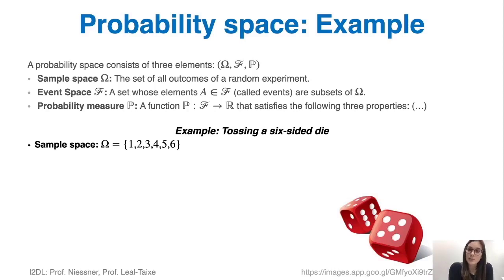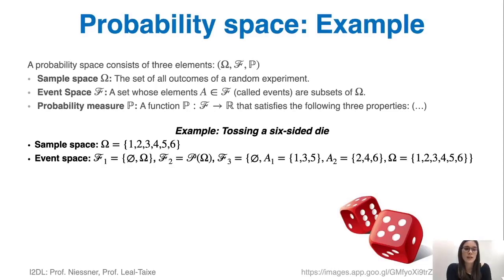So the sample space was defined as the set of all possible outcomes. Of course, for a die, our outcomes are the numbers 1, 2, 3, 4, 5, or 6. So this is our sample space. Our event space depends on how we want to define it. I defined three possible event spaces here, and you can choose on your own. Depending on how you set up your random experiment, you have to define your own event space.